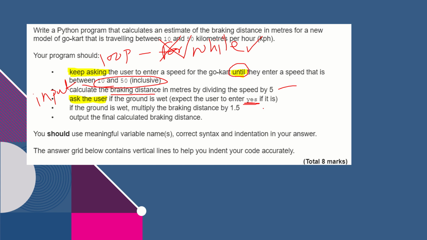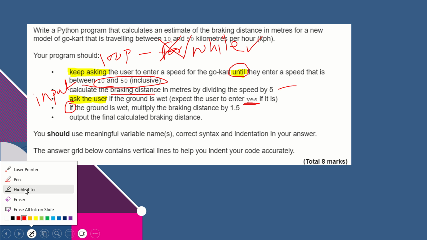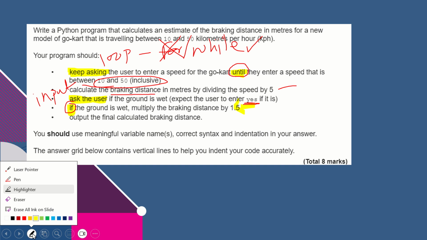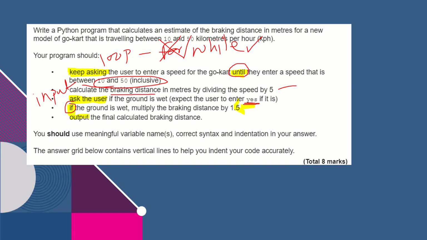And you have to compare now later on if. That's the keyword, and that means if is present, you're writing an if condition. Multiply the braking distance by 1.5. So what should happen inside the if is given over here, okay? And then the final thing that you could see is output. Output is nothing but the print.